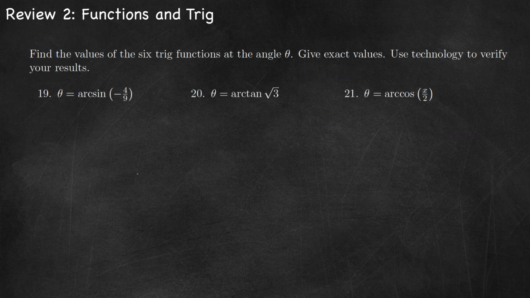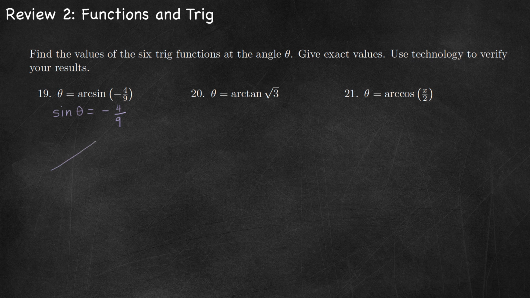19. Find the values of the 6 trig functions at the angle theta. Give exact values. If theta equals arcsine of -4 over 9, that tells me that the sine of theta equals -4 over 9. When you have an inverse, you switch your input and your output. I also know that sine of theta is defined as the opposite leg length over the hypotenuse, opposite over hypotenuse.